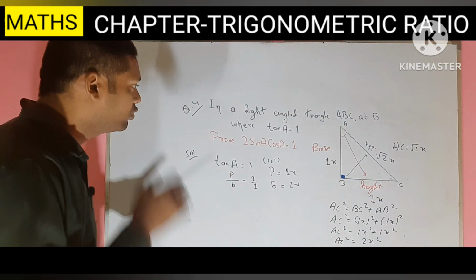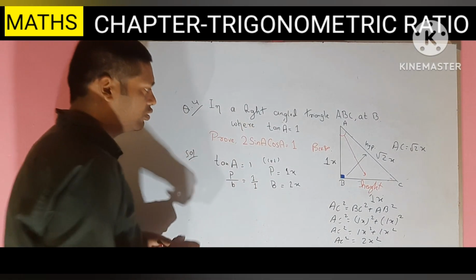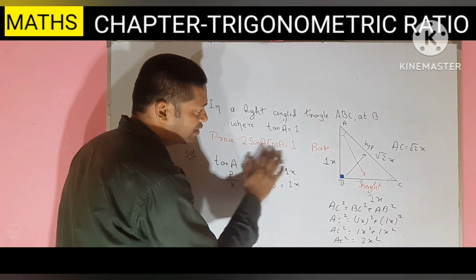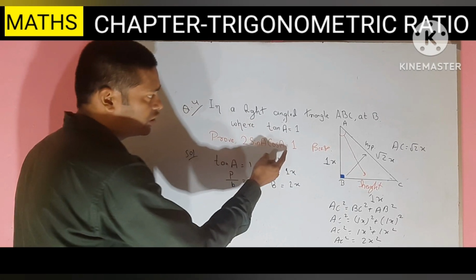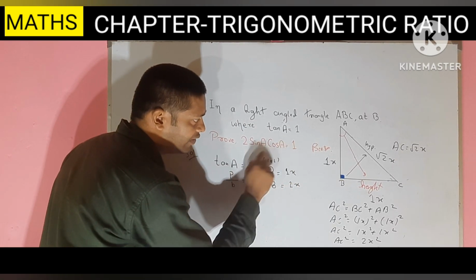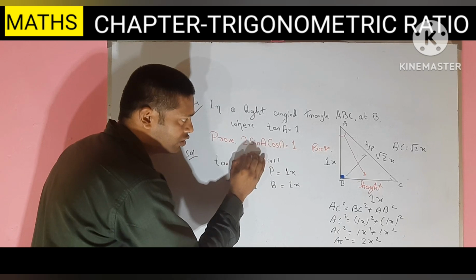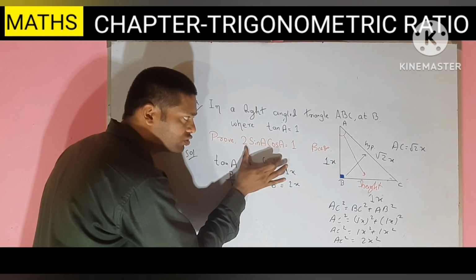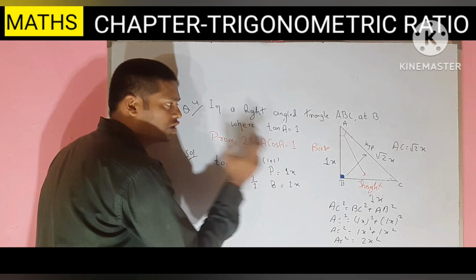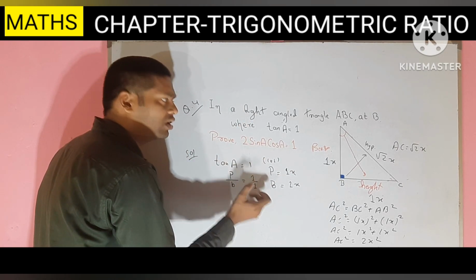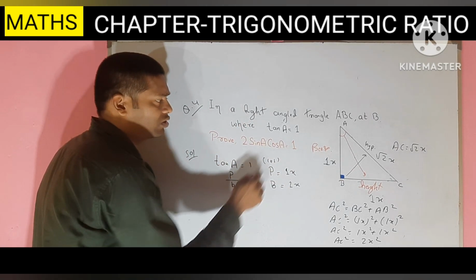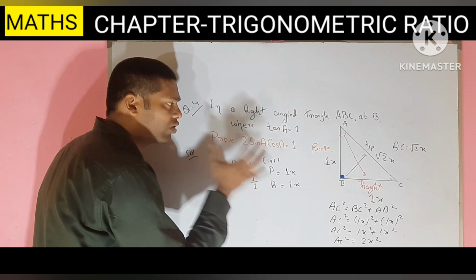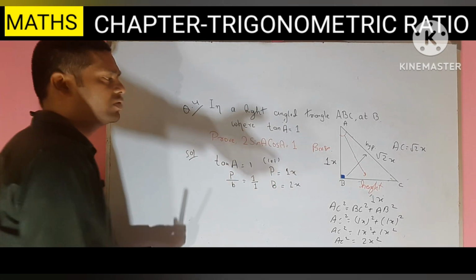Now what do I have to do? They are saying 2 sin A cos A. The left hand side has some trigonometric functions and a value, and they're saying that when you solve it, you are going to get 1. You have to show how you get that. Simple: I will take out sin A and cos A and solve. If I get 1, it's proved, otherwise not.